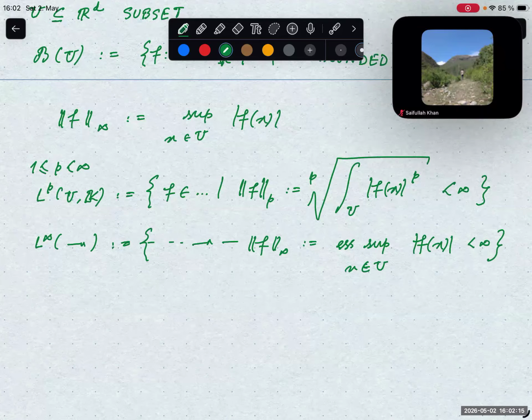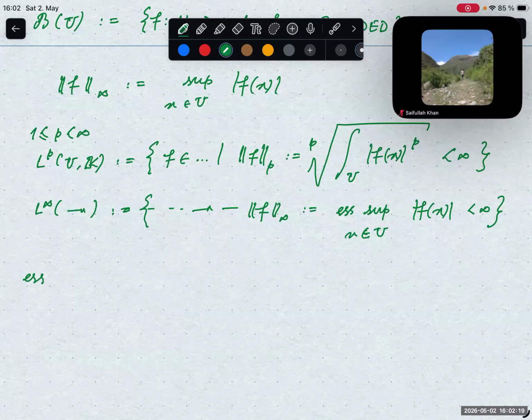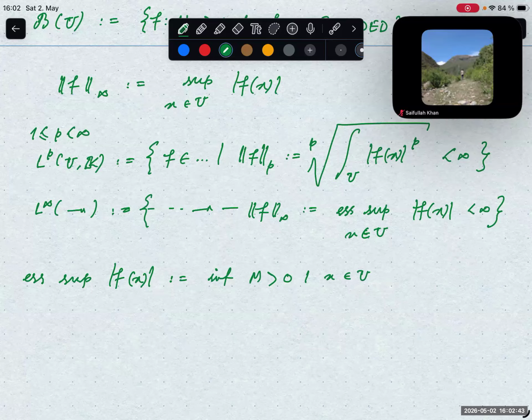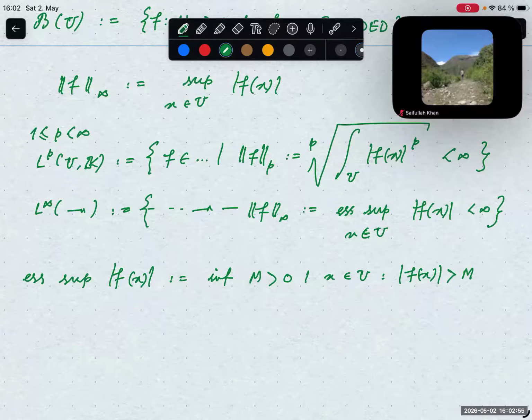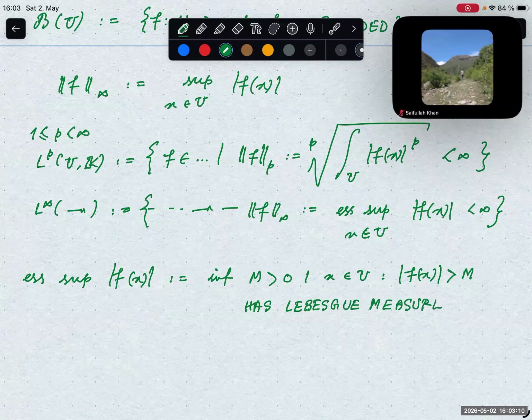Now the question is, what is the essential supremum? The essential supremum of f of x is the infimum of some positive number m such that, varying over all x in U, the set where the absolute value of this function is greater than m has Lebesgue measure zero.